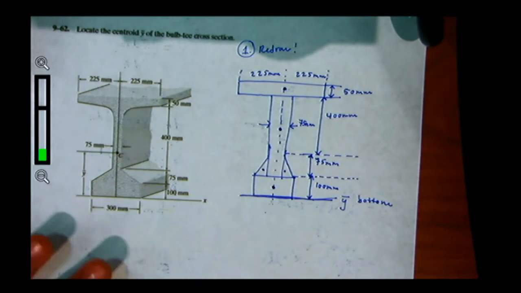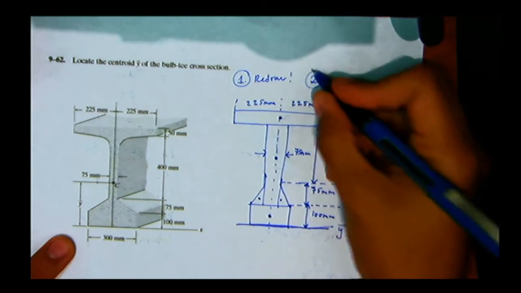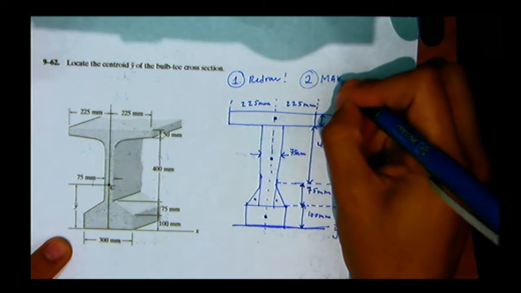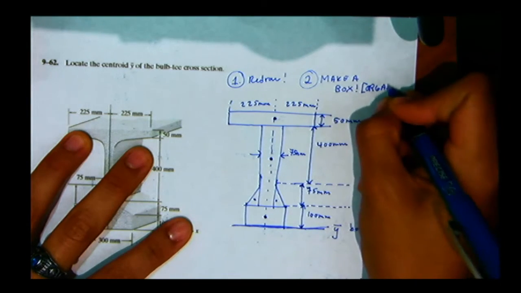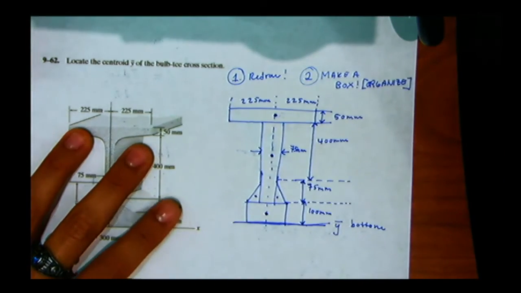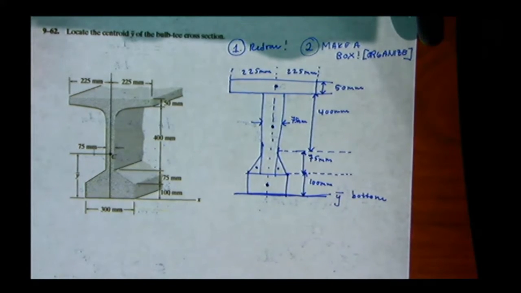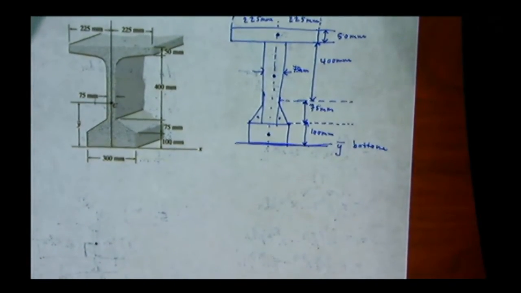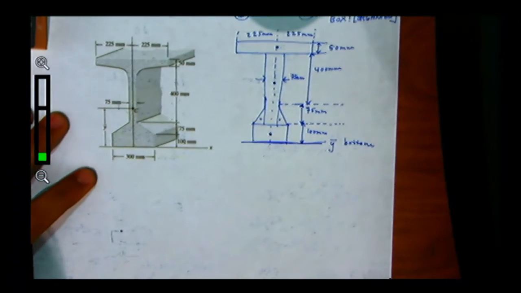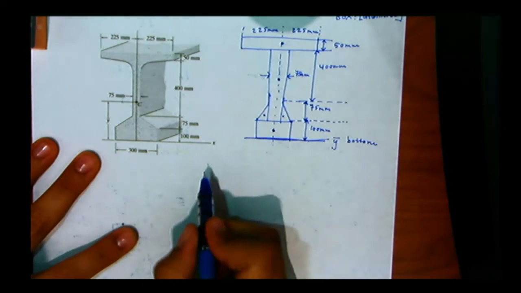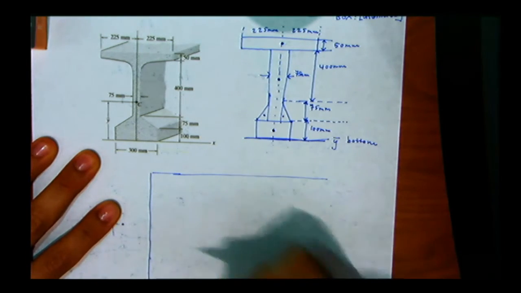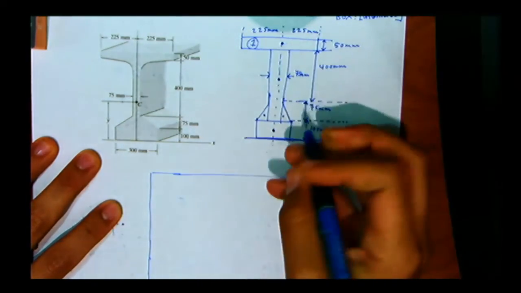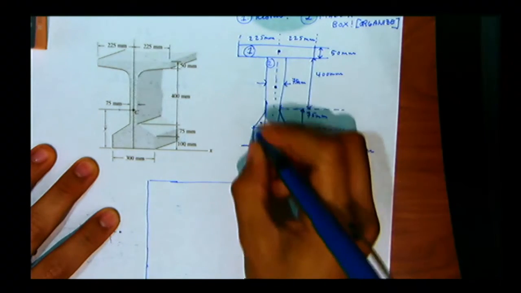So step 2 is make a box. This is how I like to organize myself, and it might help you as well. I'm going to make this really cool box. I'm going to number these simple shapes. We're going to have 4: that rectangle, this rectangle, the 2 triangles, and the bottom rectangle.